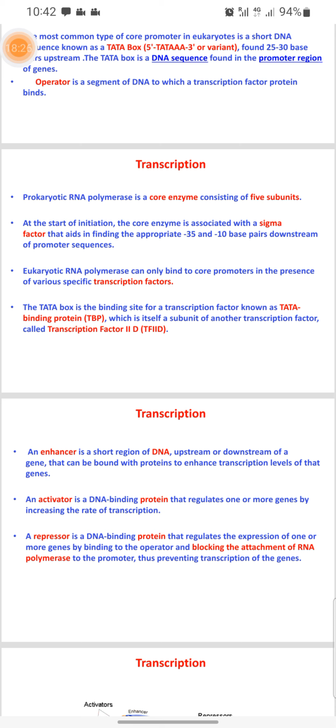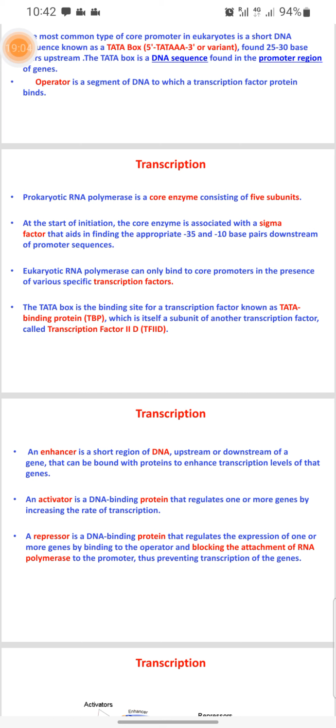At the stage of initiation, the core enzyme is associated with the sigma factor that aids in finding the appropriate -35 and -10 base pairs of the promoter sequence. But in the eukaryotic case, we studied the 25 to 30 base pairs upstream. Here we discuss the -35 and -10 regions, and sigma factors are involved.